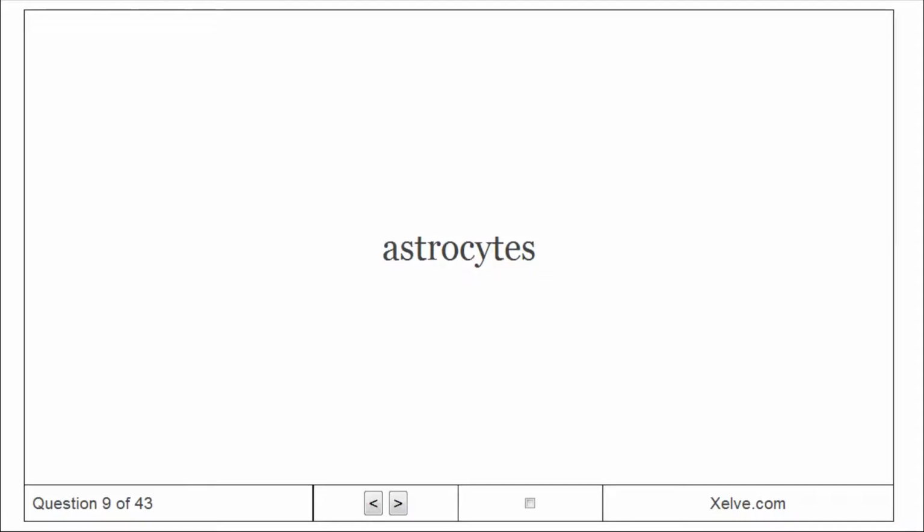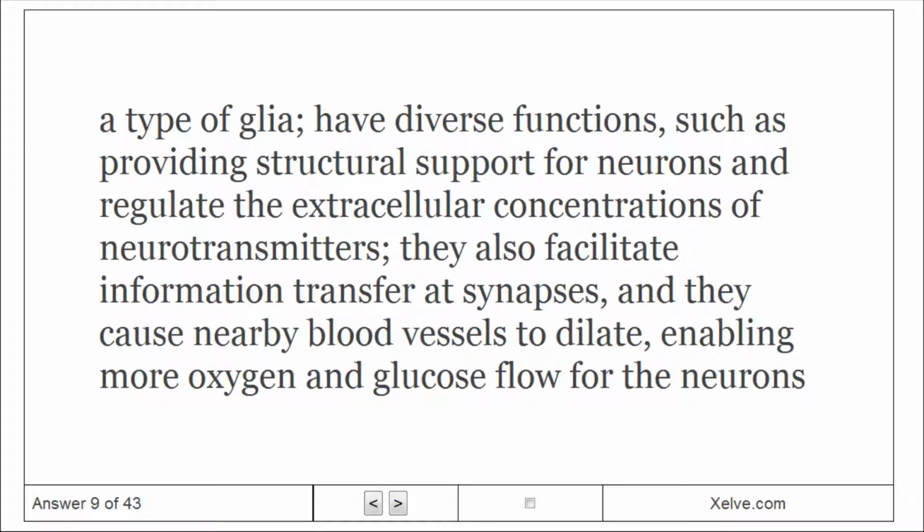Astrocytes. A type of glia, have diverse functions, such as providing structural support for neurons and regulating the extracellular concentrations of neurotransmitters. They also facilitate information transfer at synapses, and they cause nearby blood vessels to dilate, enabling more oxygen and glucose flow for the neurons.